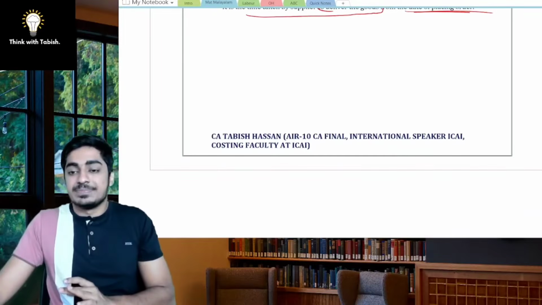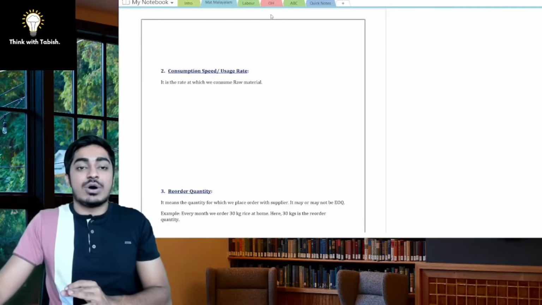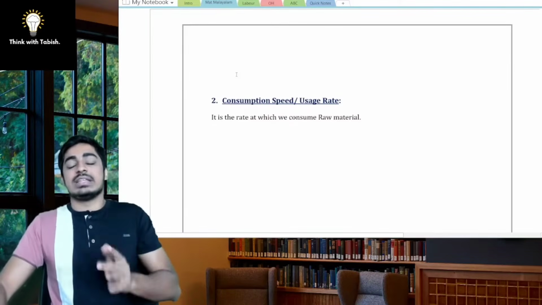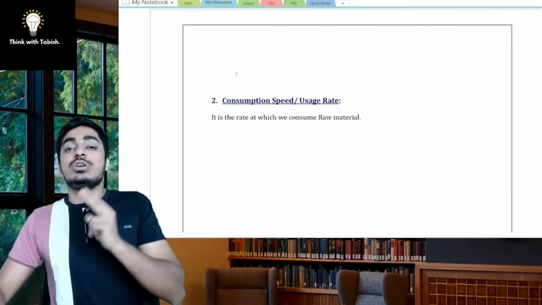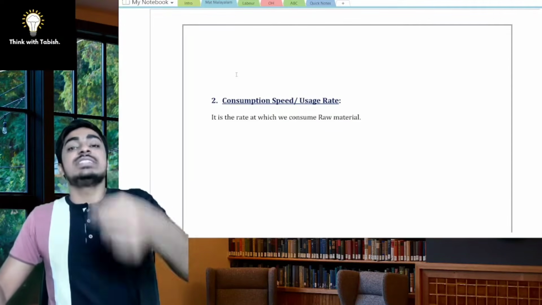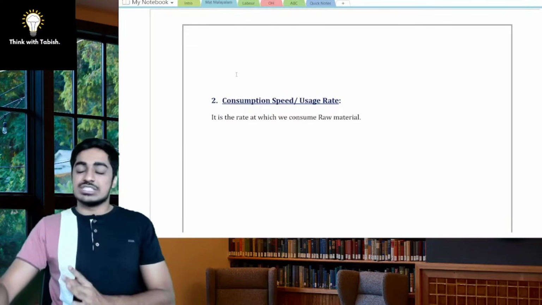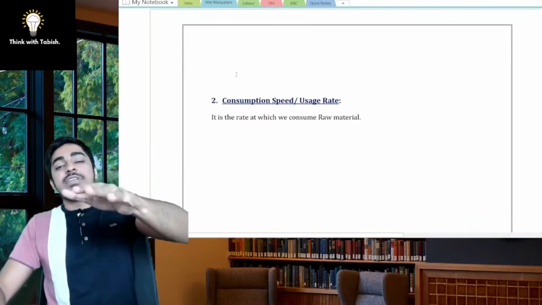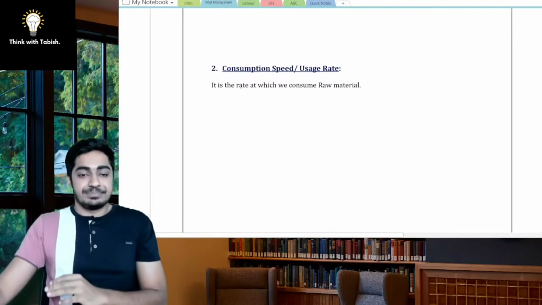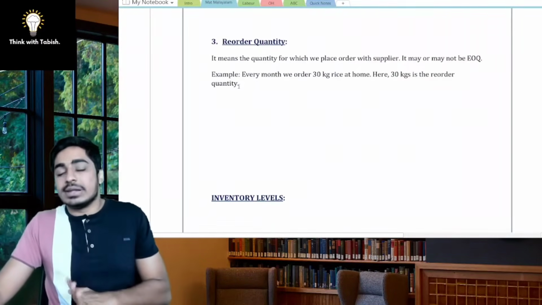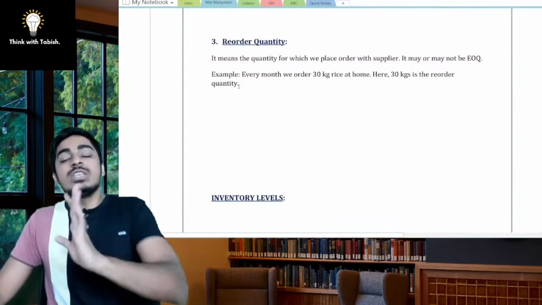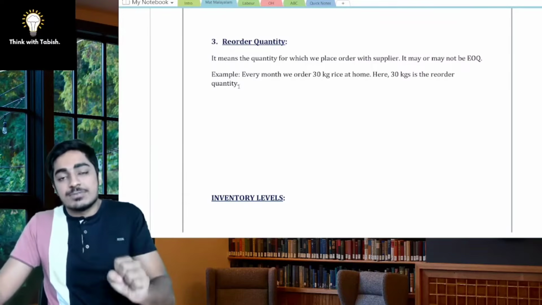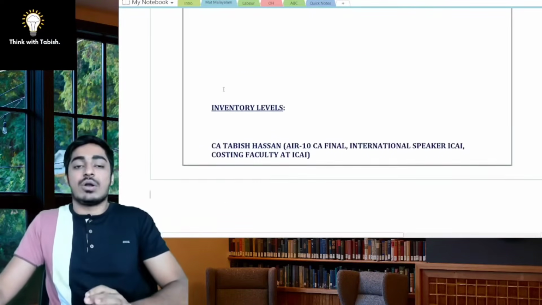Yes. Then we have the consumption speed or usage rate. What does it tell? It tells the rate at which we consume raw material. Suppose daily at home we are consuming 2 kg rice. That is the consumption speed, the rate at which raw material is consumed. Again, it can be in range. We may have maximum consumption speed, average consumption speed, and minimum consumption speed. Next is the reorder quantity. It is the quantity for which we place order with the supplier. Suppose every time I go to shop, I buy 30 kg of rice. This 30 kg is the reorder quantity.